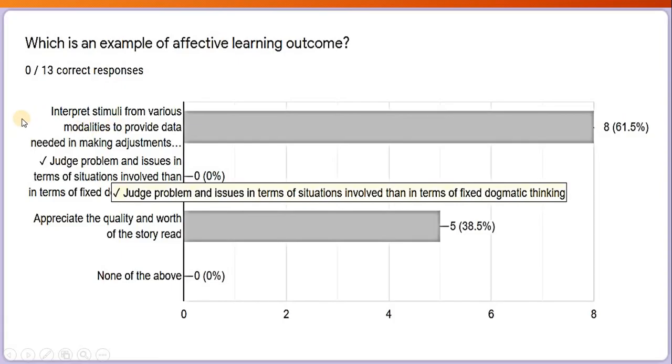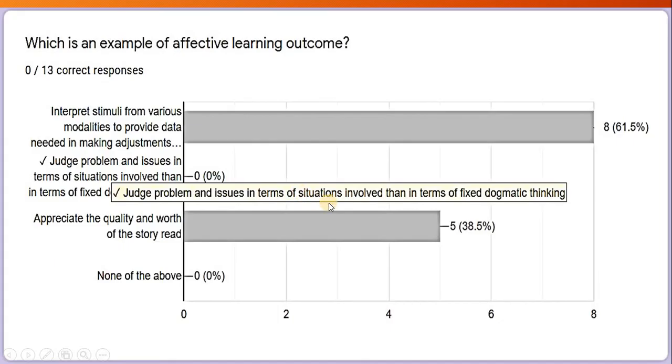So we have the first option: interpret stimuli from various modalities to provide data needed in making adjustment. Well, the first option, I think this is more on the cognitive domain because you are going to interpret from various modalities. Mag-interpret ka. The third option, appreciate the quality and worth of the story read. Well, it's more on affective. However, appreciate is not measurable. Hindi klaro itong third option.